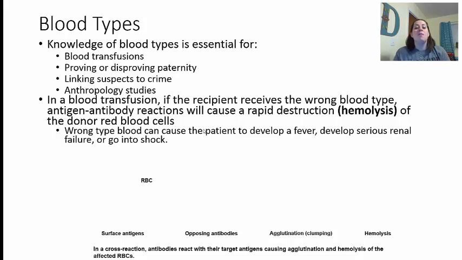Wrong blood types can cause the patient to develop a fever. They can develop a serious renal failure because their kidneys are having to work in overdrive, and it can also cause the patient to go into shock.